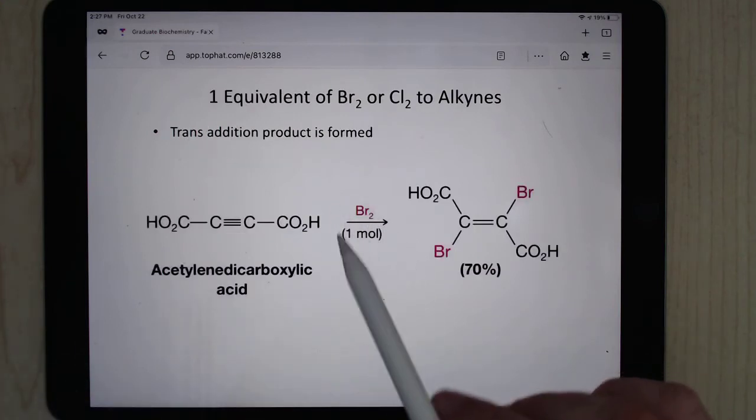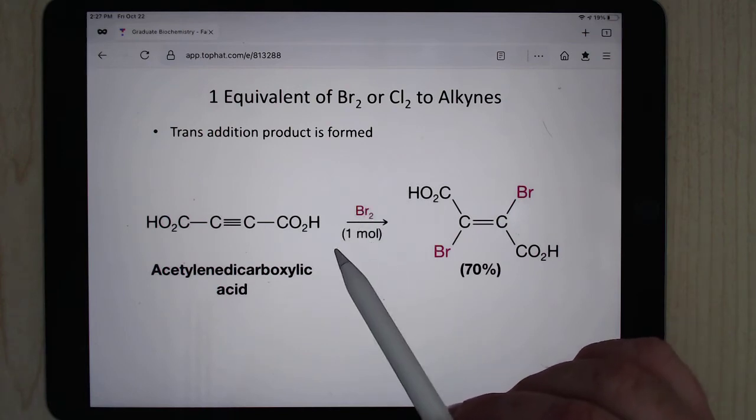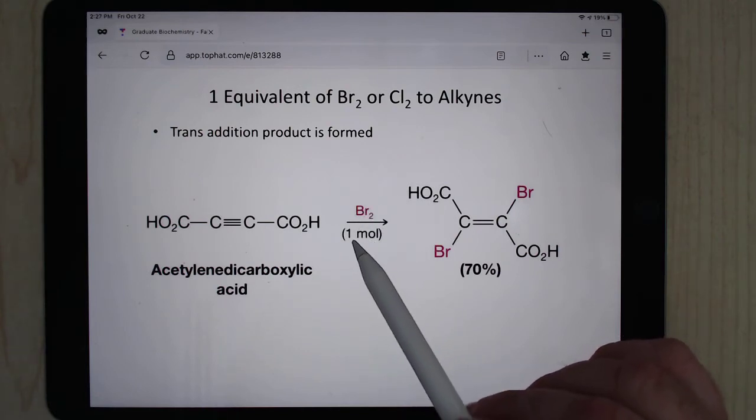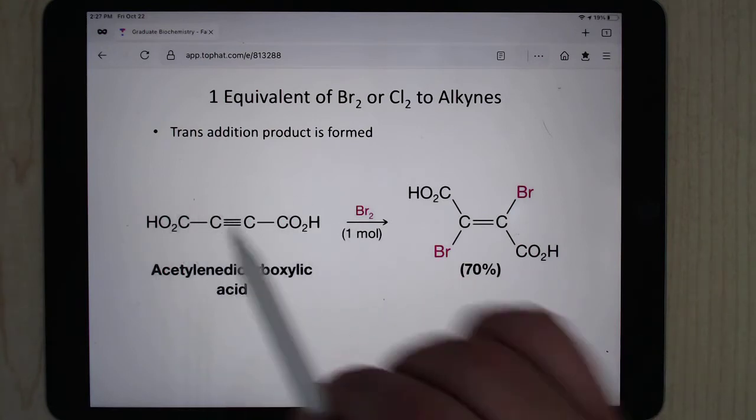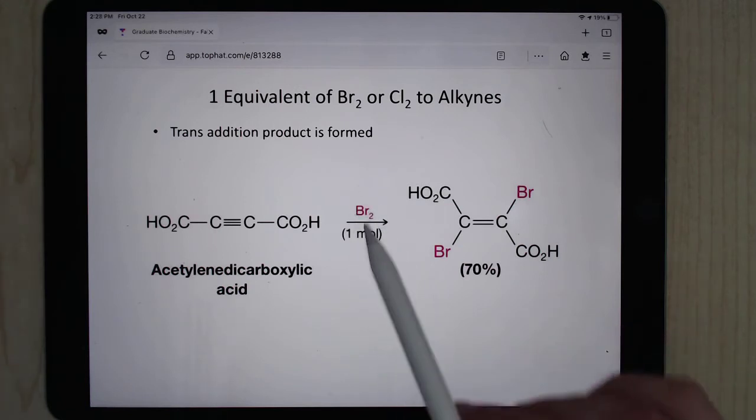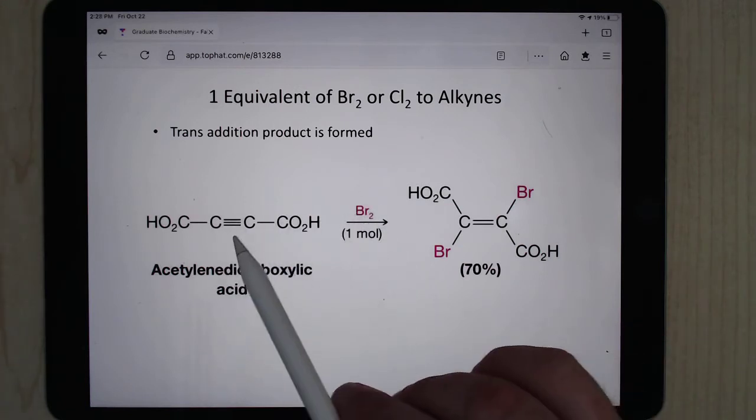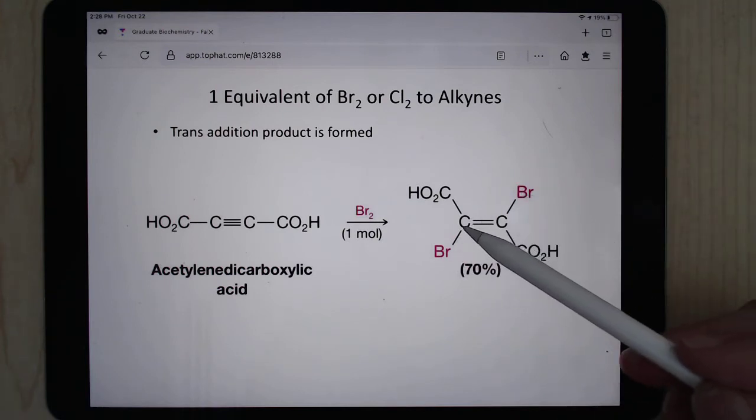Now, you'll sometimes see this. It'll say either 1 mole or 1 molar equivalent. Essentially, what they're saying with this is you've got 1 molecule of your alkyne and 1 molecule of, say, your bromine or your chlorine or whatever. If that happens, this reaction can only go once, and it's going to form this trans structure because it's the more stable of the two.